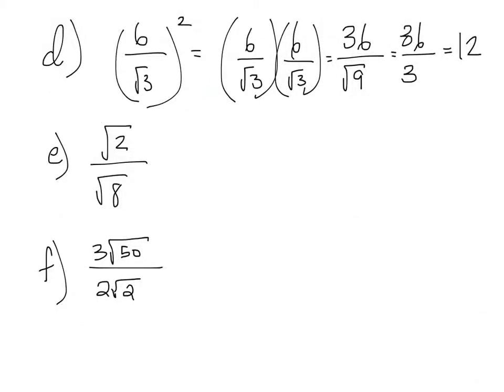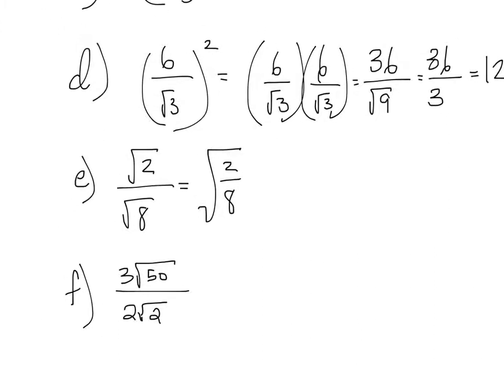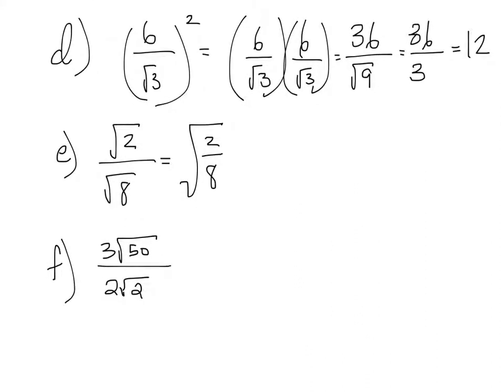All right, last two. So we have a radical over a radical. You can write that this way. It's the same thing, right? This has the same value. And then what you can do is inside of the fraction, inside of the radical, you can reduce the fraction. So we're going to reduce this to radical 1/4.